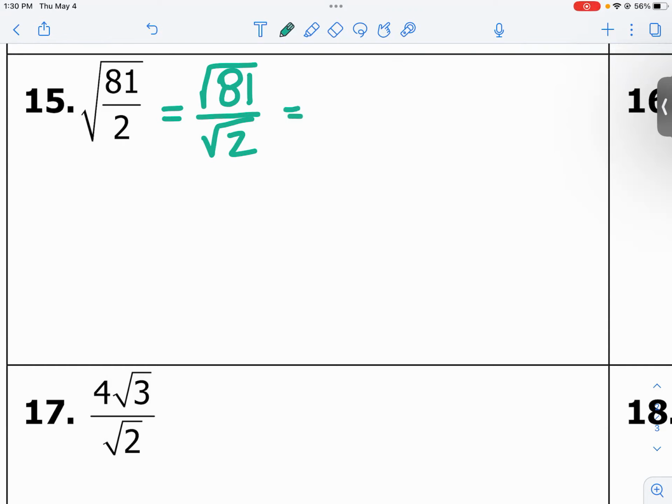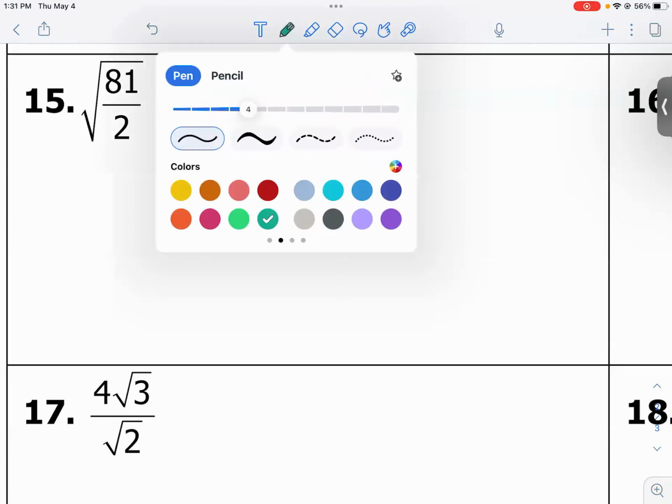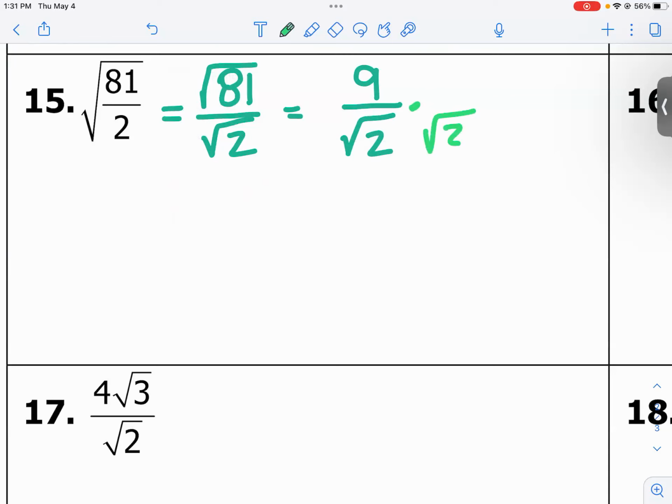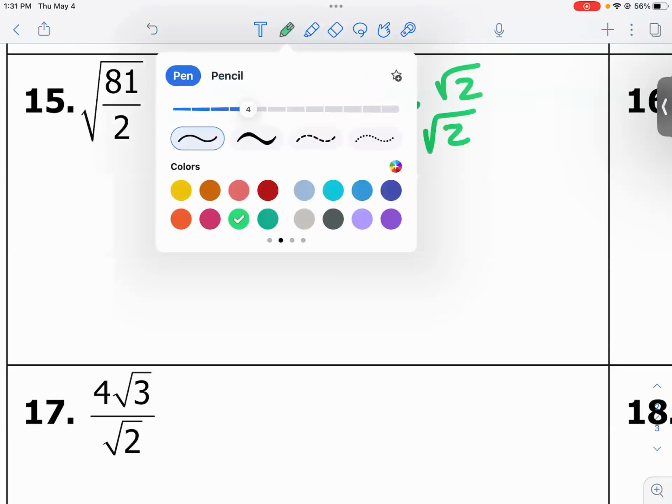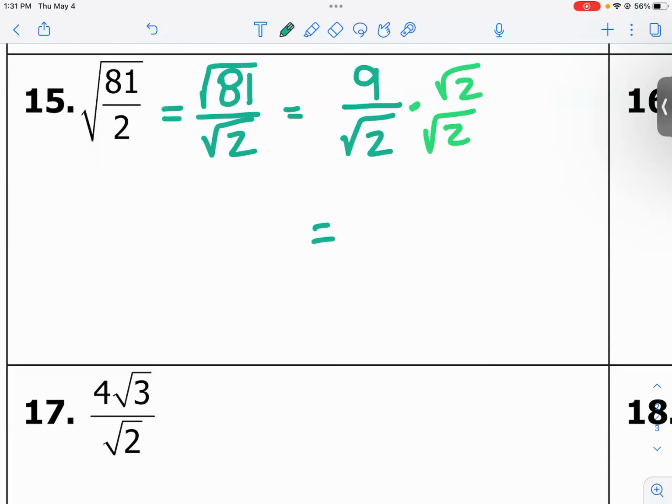And I think you were trying to tell me that the square root of 81 is 9, but then 2 is still under the radical. Is this what you were trying to tell me? Sure, yeah. Okay. Now, since we have a square root of 2 in the denominator, Preston, what do we need to do? Multiply the 2. Okay, that's right, Paul.